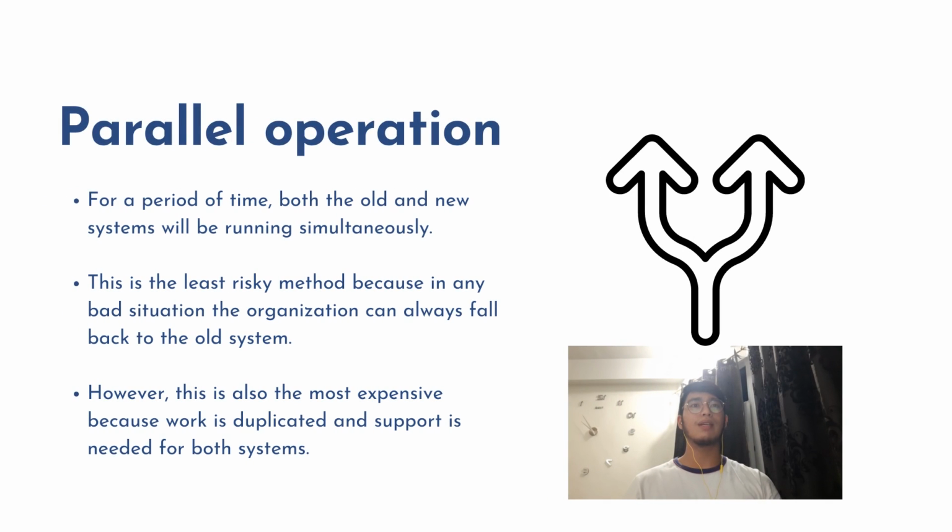The next method is the parallel operation method. The parallel operation method allows both the old and the new system to work simultaneously, so users can use both. The advantage of this method is that in the case wherein there are problems in the new system, users can just switch to using the old system. In this way, the new system is being tested while the old system is there as a safety net.